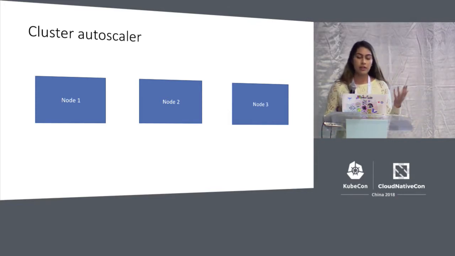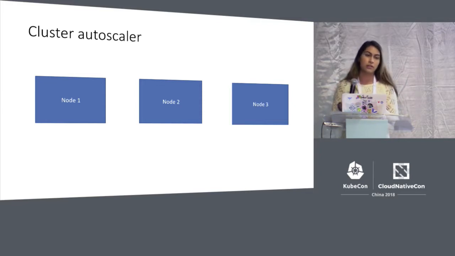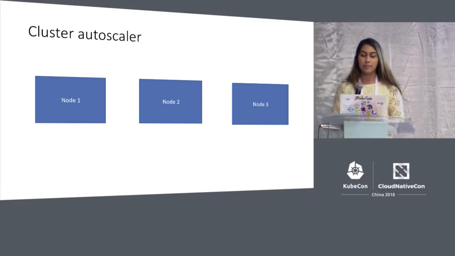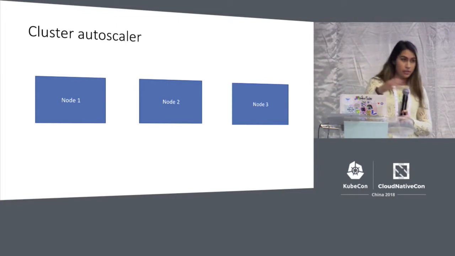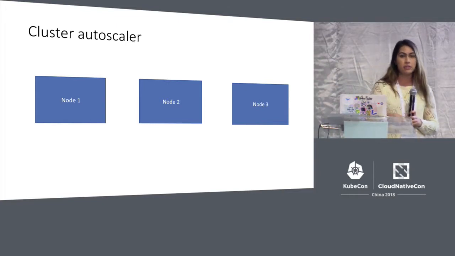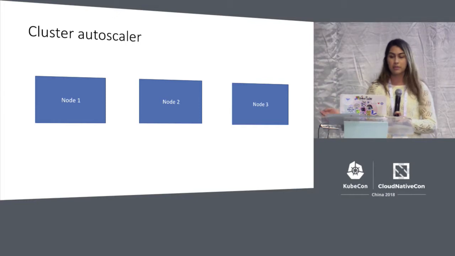It scales when pods have failed to run in the cluster due to insufficient resources. There are also nodes in the cluster that were underutilized for an extended period of time. Those pods can be placed on other existing nodes, and then the node can spin down. So it does both for you. It'll scale up, and it will scale down.